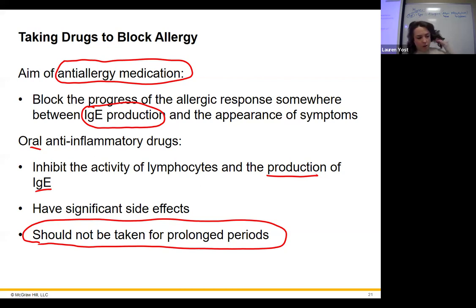But anyway, you don't want to take the other ones for longer periods of time or in mass amounts, because when I say steroids might inhibit the activity of lymphocytes and the production of IgE, well, if they're inhibiting lymphocytes, y'all, it's not just for this one allergy, right? It's for your whole body that you're taking this drug, affecting your B and T cells for your entire body while you're taking this steroid.